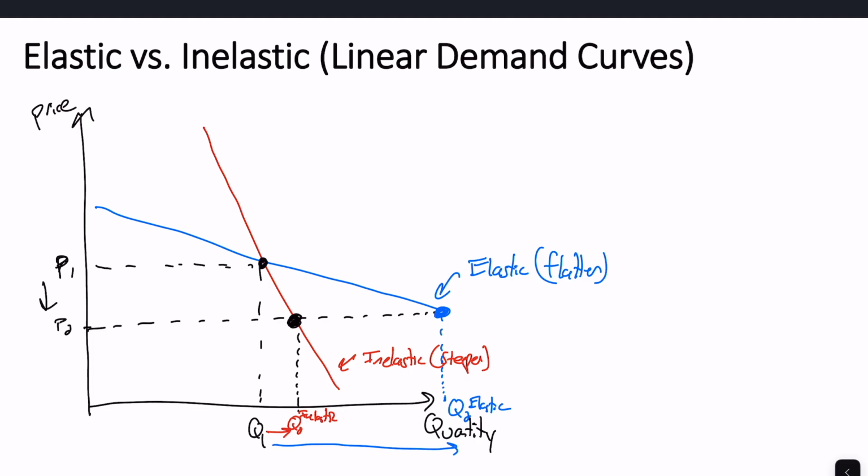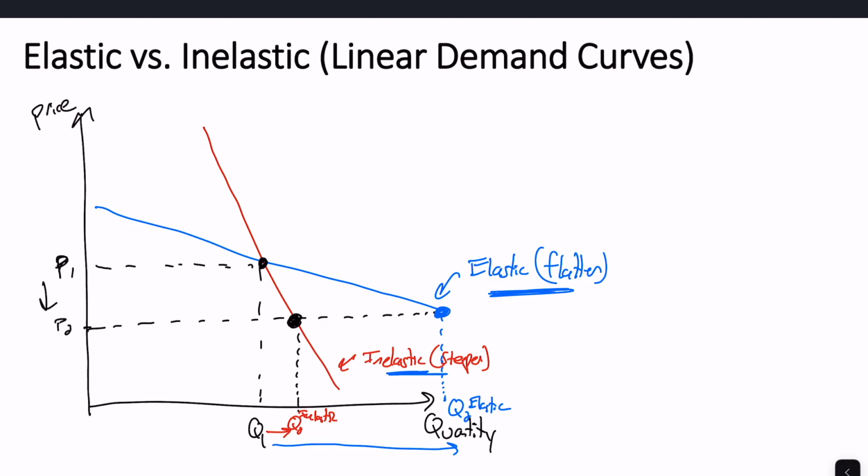For the same given change in price, which curve gets the bigger change in quantity? That one will be the more elastic one, a flatter one. The one that has a much smaller change in quantity, less responsive, will be an inelastic or steeper curve. Okay, great. So there's going to be definitions on actual numbers of what we mean by inelastic or elastic.